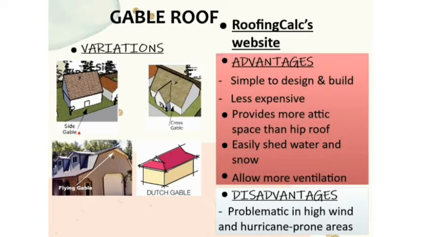The gable roof will easily shed water and snow, provide more space for the attic or vaulted ceiling, and allow more ventilation. Their simple design makes them easier to build and cheaper than more complex designs. In contrast, a gable roof can be problematic in high wind and hurricane-prone areas. If the frames are not properly constructed with adequate support, the roof can collapse due to strong winds.